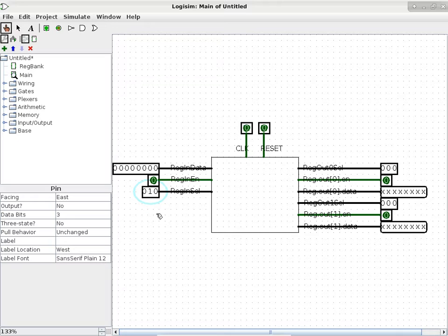What data do you want to store into it? All ones? Okay, that's not really exciting. Just a lot of clicking.